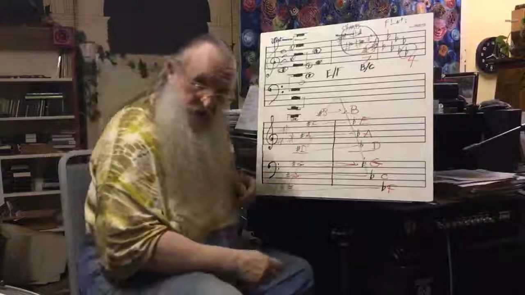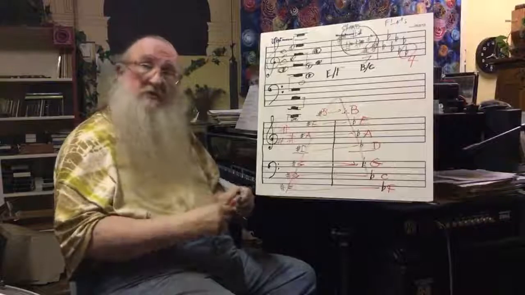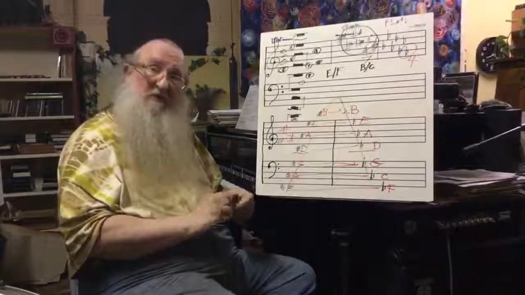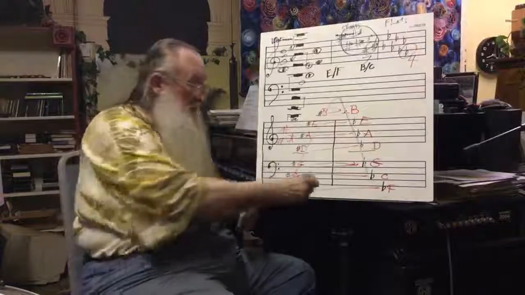7 sharps is the key of C sharp. Okay? That's it. And this concludes the staff using a fixed system. Now, let's go quickly over the problems.